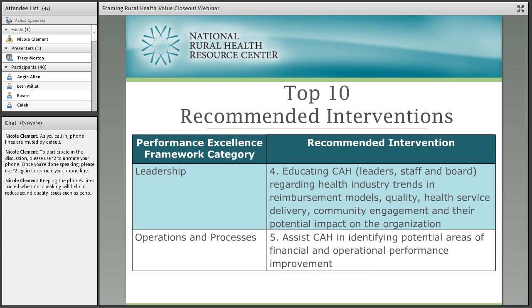And so Jay, you mentioned that sometimes you bring in that outside expertise as a speaker about industry trends, but sometimes outside expertise can be helpful in improving processes, particularly around finances and operations. And the fifth highest ranked intervention by the cohorts was for the State Flex program to assist Community Memorial Hospital in identifying potential areas of financial and operational performance improvement. Could one of the panelists please tell us a little bit about how your State Flex program has assisted the critical access hospitals in identifying the areas for improvement?